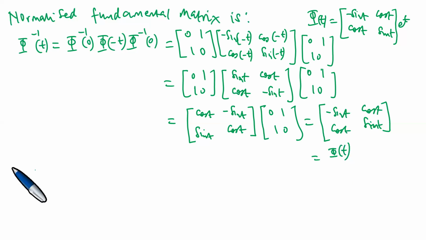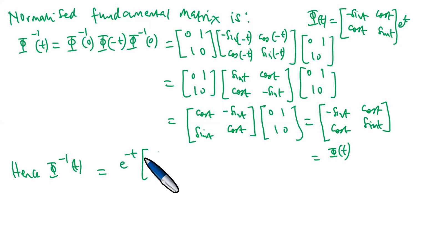Hence the phi inverse is e to the minus t, minus sine t, cosine t, cosine t, sine t. All right, next. Now we need to, okay, this is a bit lengthy, yeah, but now we need to write the particular solution. Let's just continue on the next page, perhaps. Yeah, next page.